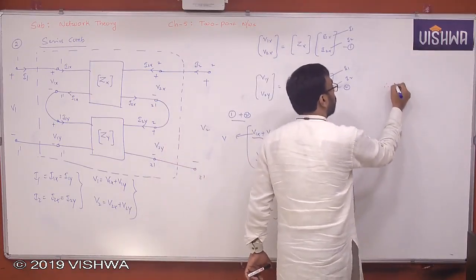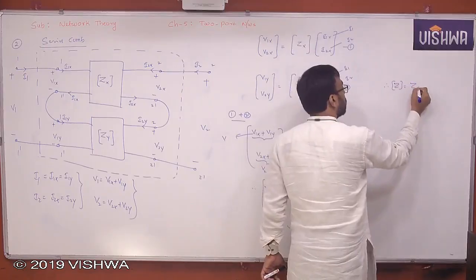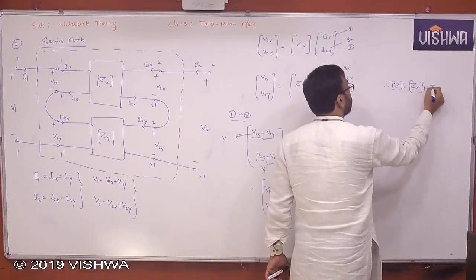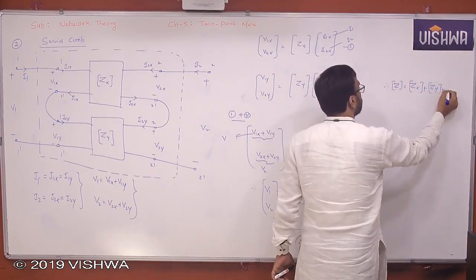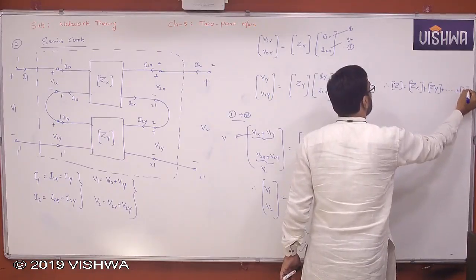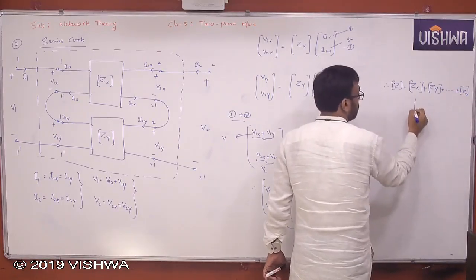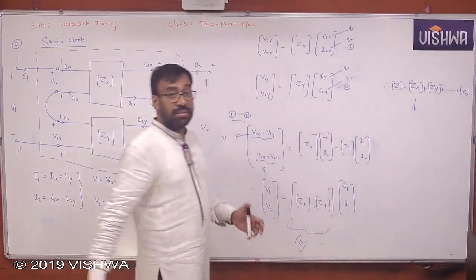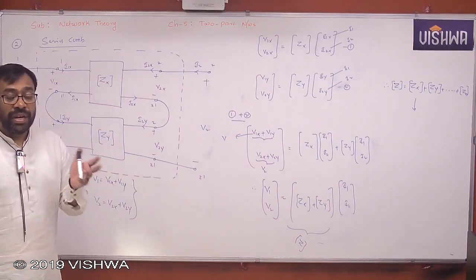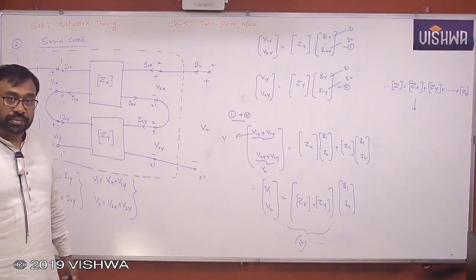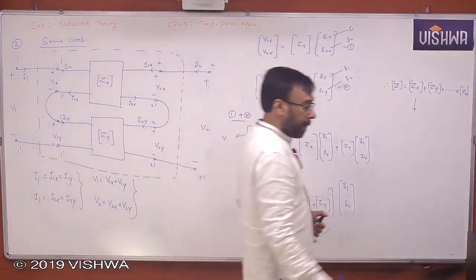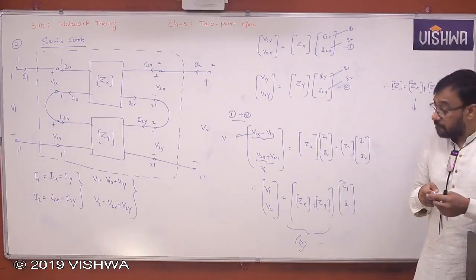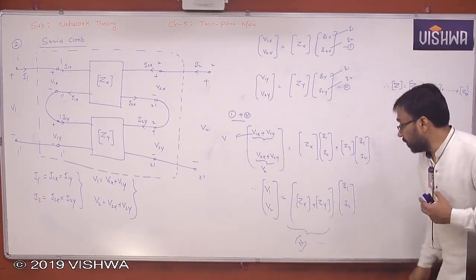Therefore, overall Z is nothing but Zx plus Zy plus and so on Zn. So what is the overall Z matrix? It is nothing but the sum of individual Z matrices. You understand all of it? So like this, you can proceed. Now, please note down quickly.